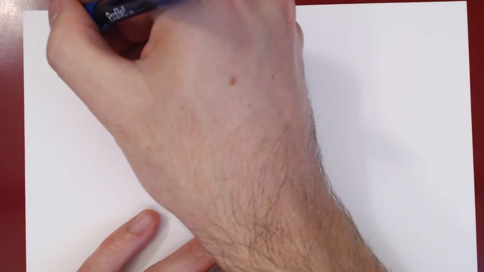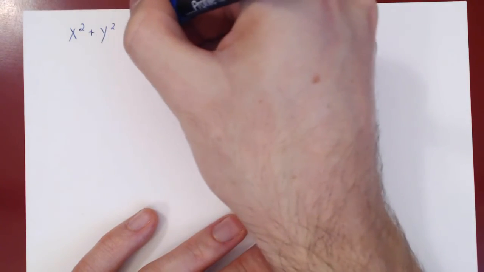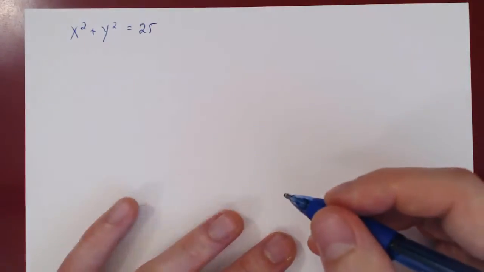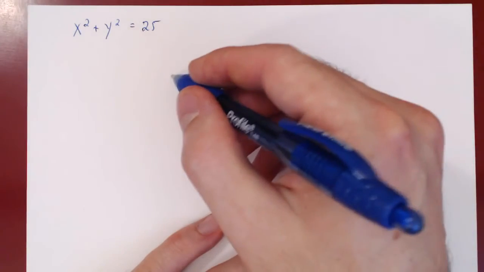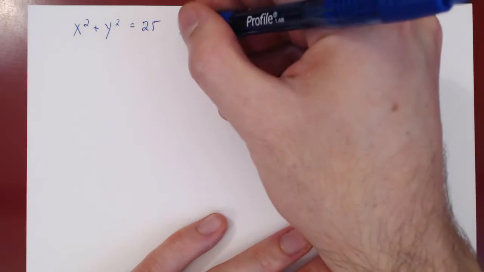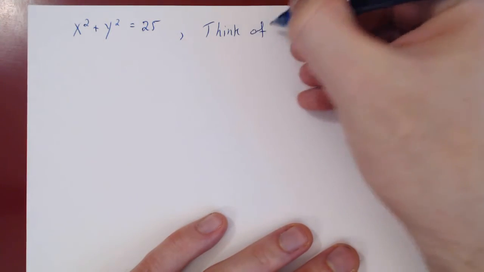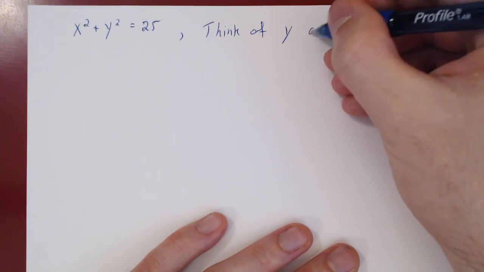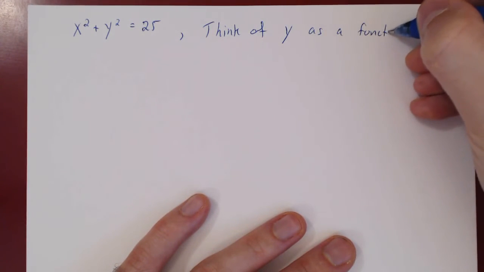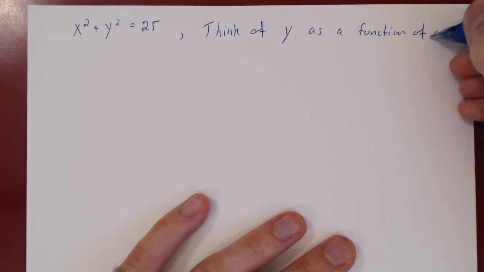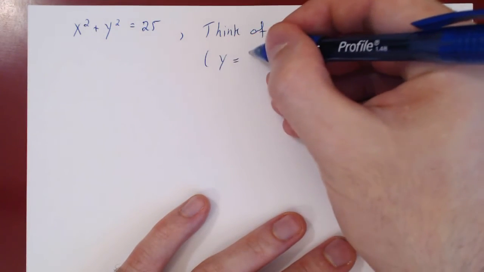So we have the curve given by the equation x squared plus y squared equals 25. And now again, we will not cheat here and assume that we know that y equals a particular function of x. But we'll say, let's think of y as a function of x.